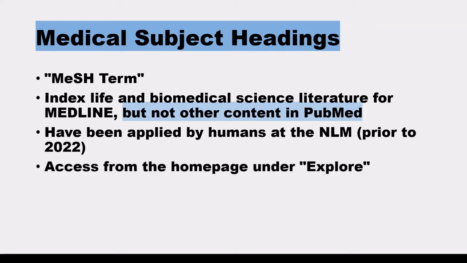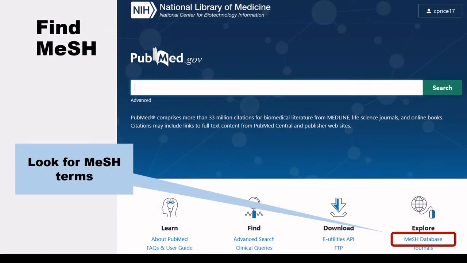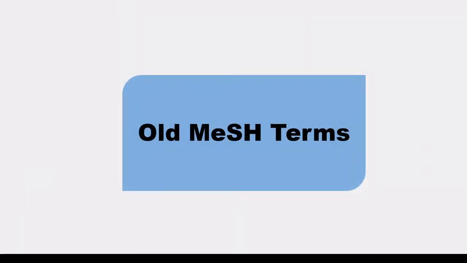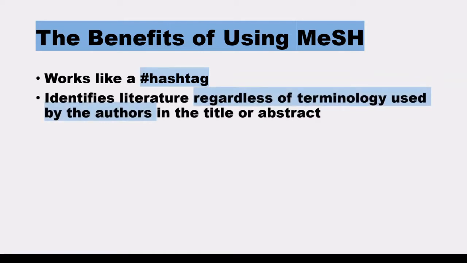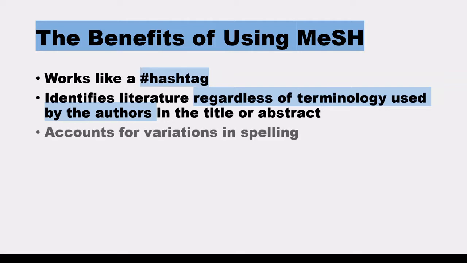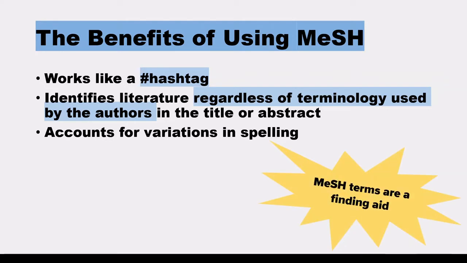You can find them on the home page under Explore. Keep in mind that new MeSH terms are introduced every year, and some MeSH terms get replaced or retired. I would like to encourage searchers to use MeSH terms where they can, because they work like a hashtag you'd encounter in social media, except that they're predefined. Using a MeSH term can help you identify relevant literature regardless of the terminology used by the authors in the title or abstract, and it accounts for variations in spelling. In other words, MeSH terms are a finding aid.